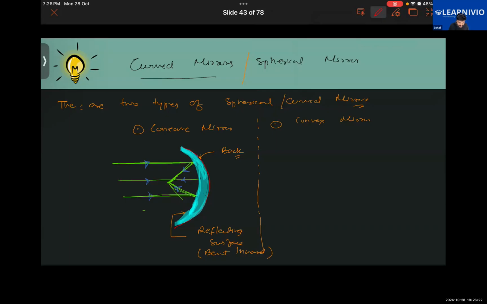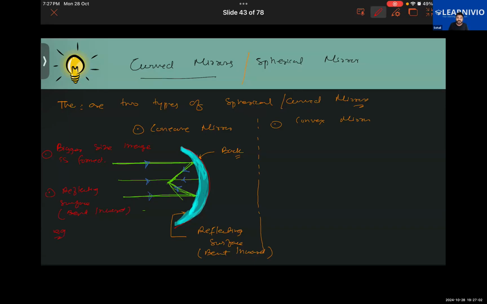Now let us learn about some of the important characteristics of this concave mirror. This mirror is bent inward, plus the image size formed in the concave mirror will be bigger than the size of the object. So a bigger size image is formed. Further, the reflecting surface is bent inward, and the examples where it will be used are as follows.